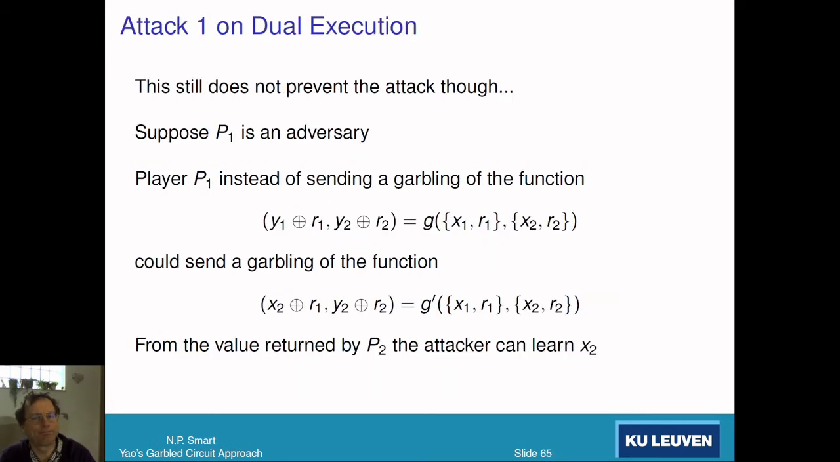But we have an obvious attack. Again, we have an attack. Suppose P1 is the adversary. We still have the same attack, because P1 could still send a garbling of the wrong function. Instead of sending the function that he should, he sends a garbling of a function which sends back an encryption of P2's input. So we still have this problem. We haven't really got rid of it. We just shifted it to another place. So we need to solve that problem.